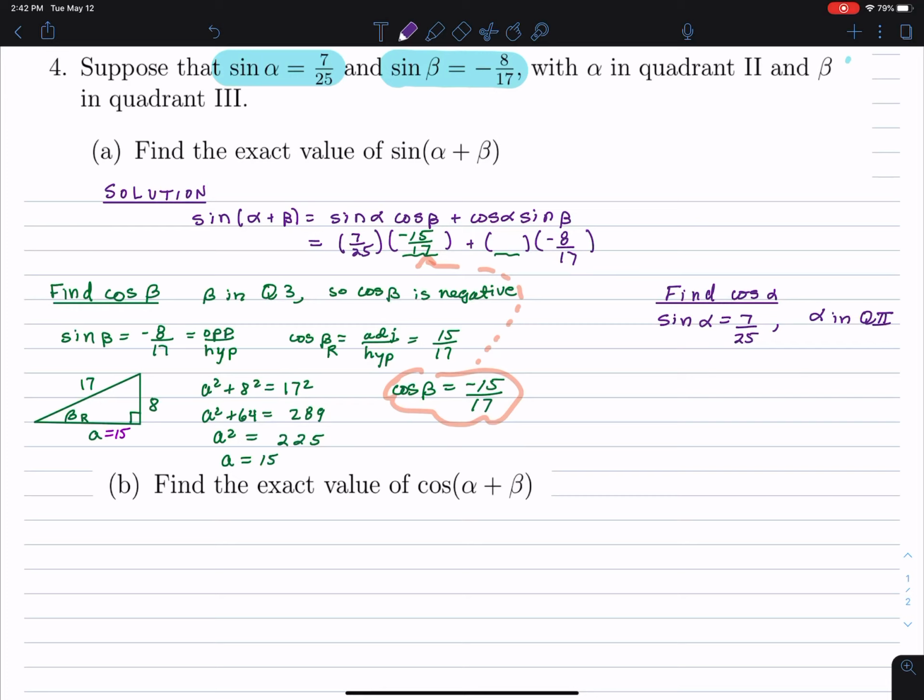Okay. So I'm going to write this as a triangle again. Here's 7. Here's 25. And if I have this is a squared plus 7 squared is 25 squared. So a squared plus 49 is equal to 625. And then a squared is equal to 576.